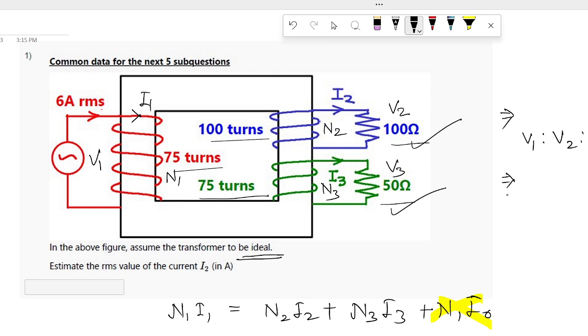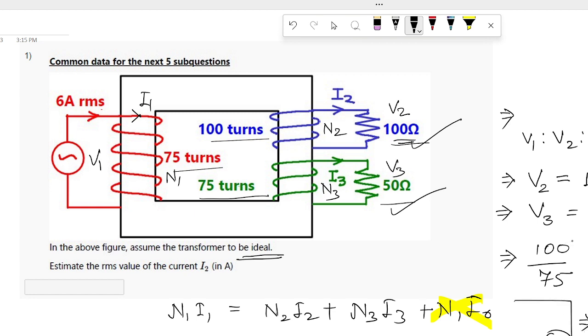Also, what is the value of V2? That will be 100, the resistance, into the current, 100 I2. Similarly, what will be the value of V3? V3 will be equal to 50 into I3. Clear? Yes, sir. Okay. So this is equation 1, and from here V2 by V3 can be written as 100 upon 75 equals 100 I2 by 50 I3. From here you can write this as 2, this as 3 by 4.